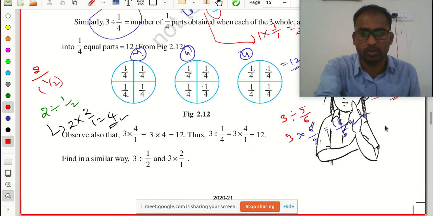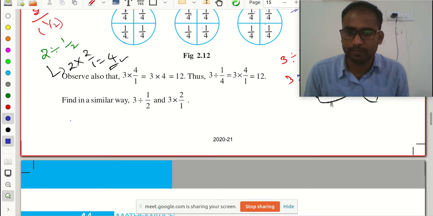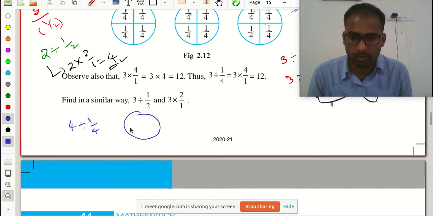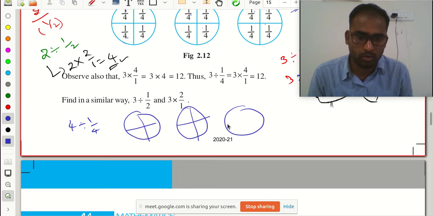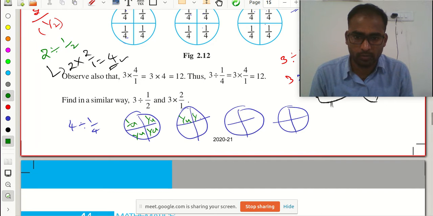We can do one more example also. 4 divided by 1 by 4. What is its value? Yes, how? 1, 2, 3, 4. And here it is 1 by 4, 1 by 4, 1 by 4, 1 by 4.